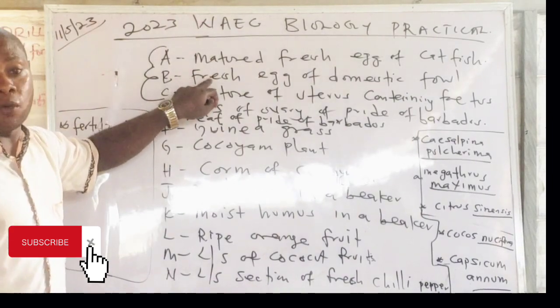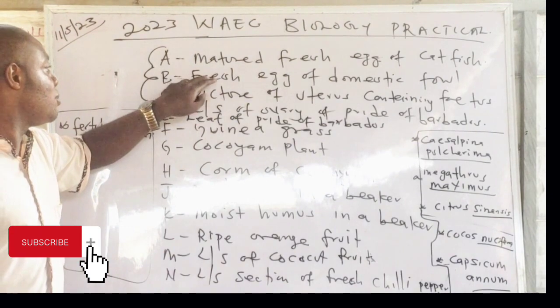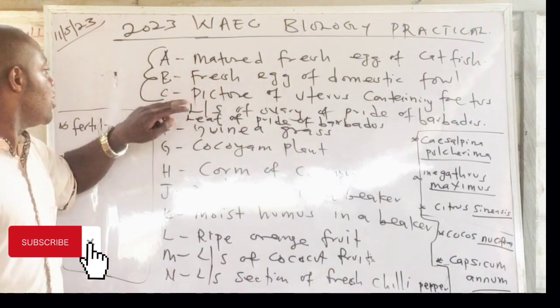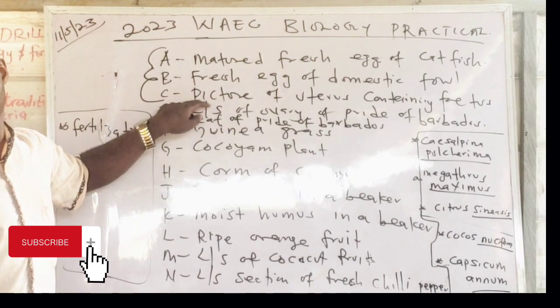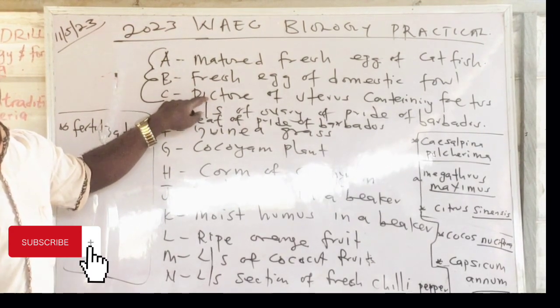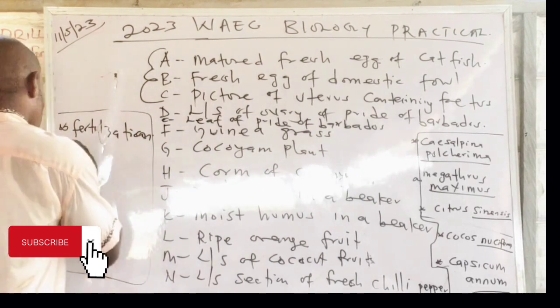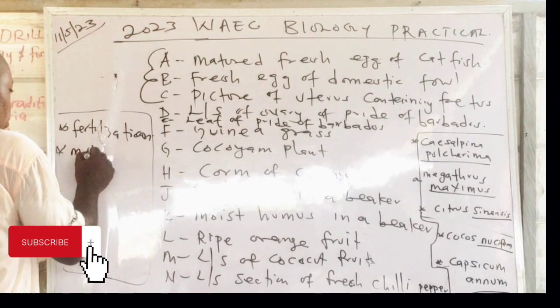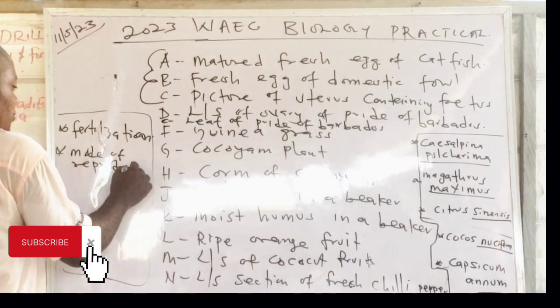You know domestic fowl actually undergo sexual intercourse. This specimen B undergoes internal fertilization. The C, is it internal or external? Internal. There's no doubt about it. Human beings also undergo internal fertilization. Are you there with me now? Second one, we need to look at mode of reproduction. Mode of reproduction is very important.